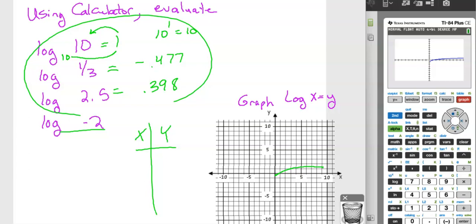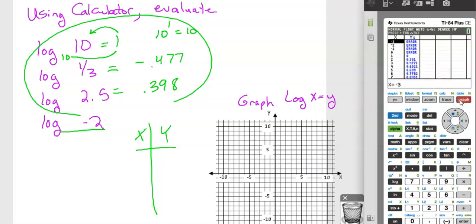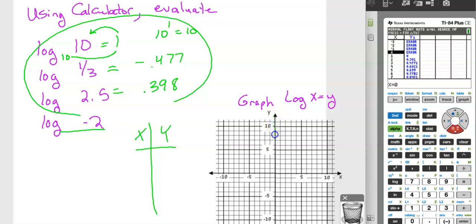But I want you to notice what happens when it gets... Let me erase that because that's not right. If you look at the table, and we've done this on other problems, at 0 there's an error. In other words, we can't have 0. Remember, it has to be greater than 0. So there is an asymptote right there. And at 1, it's 0. At 2, it's slightly above it.